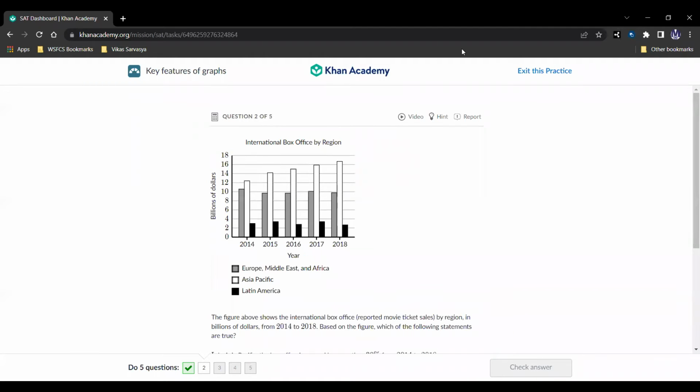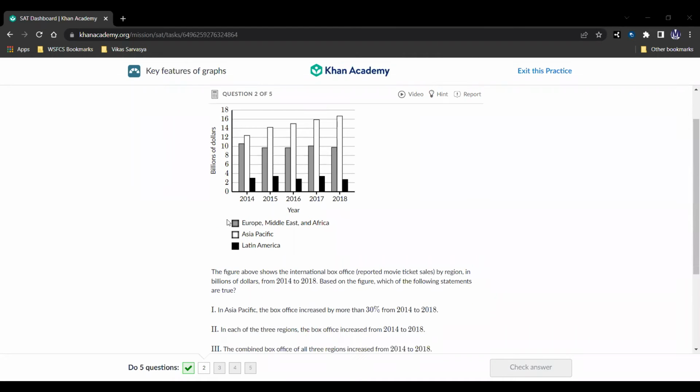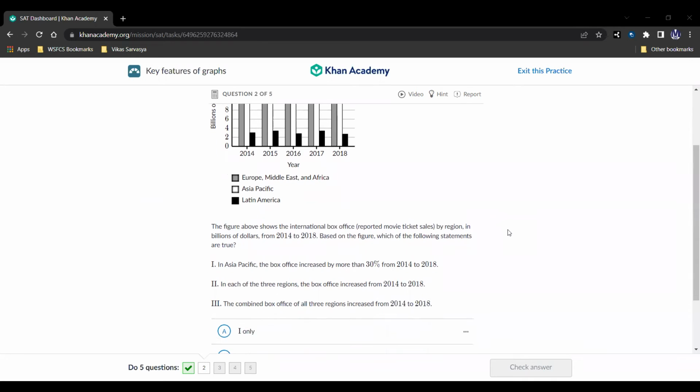All right. Let's see what we have. We have international box office by region in billions of dollars versus year. In Europe, Middle East, and Africa for the gray, Asia Pacific for the white, and Latin America for the black. All right, the figure above shows the international box office by region in billion dollars, 2014 to 2018. Based on the figure, which of the following statements are true?